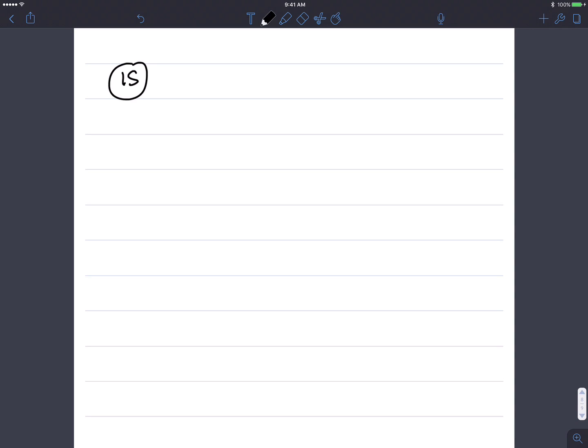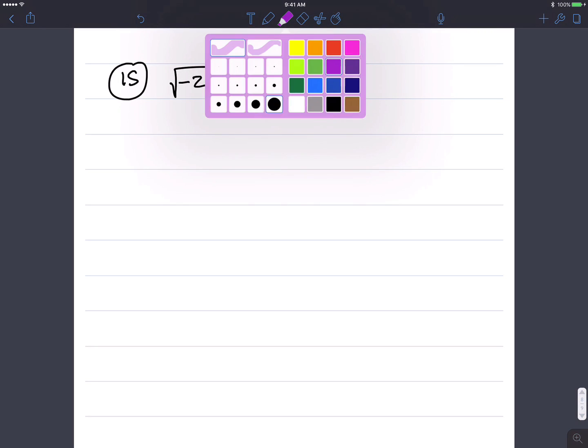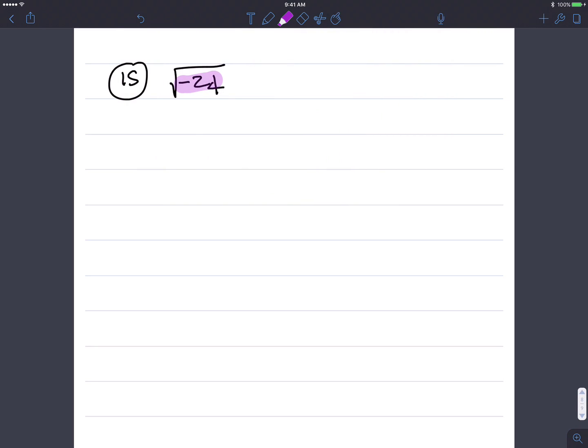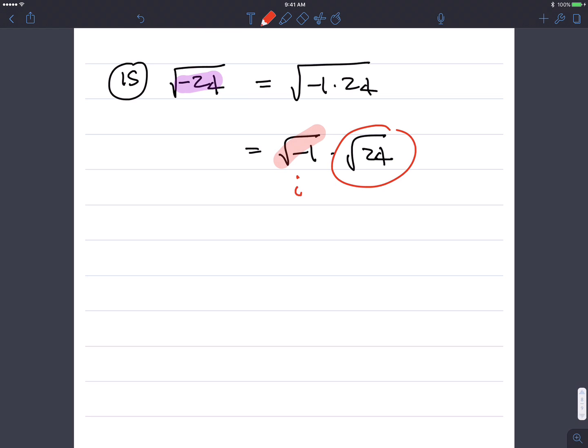Number 15. Square root of negative 24. We have a negative number under our square root sign. We're going to write this as square root of negative 1 times 24, square root of negative 1 times the square root of 24. Square root of negative 1 is i. Square root of 24 can be simplified.